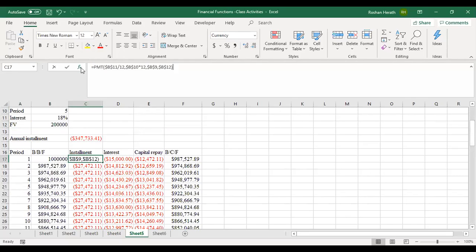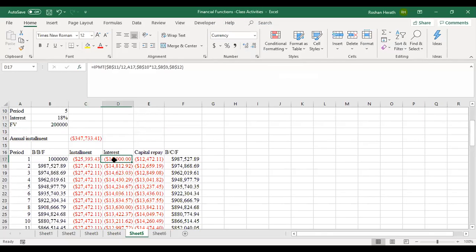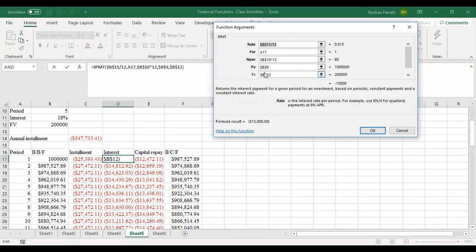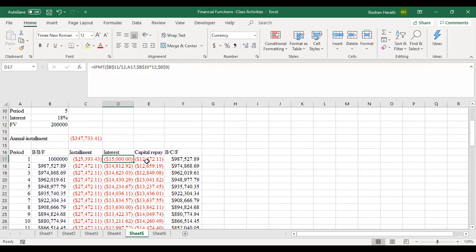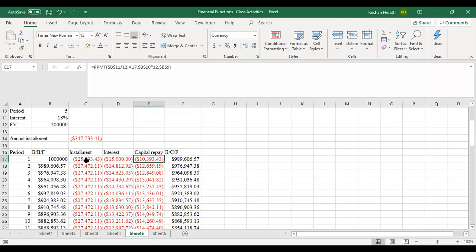So when it comes to these installments, I would remove this future value. And also in the interest, I would do the same. Future value must be eliminated. And even in the capital repay, I can eliminate this future value. Say okay. Now if I simply drag them down, let's see what happens.